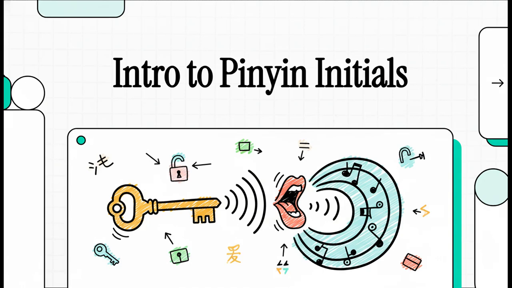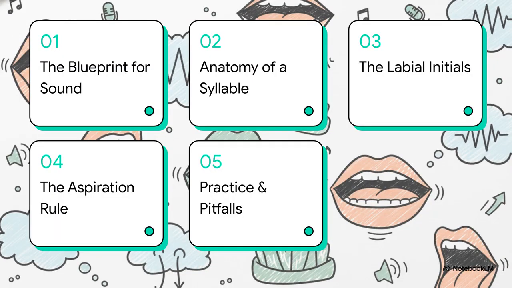Welcome, class. If you're serious about speaking Mandarin Chinese, you first need a key to unlock its sounds. Well, in today's explainer, we're going to build that key together. It's called the Pinyin system, and trust me, it is the absolute foundation for everything that's going to come next on your journey.